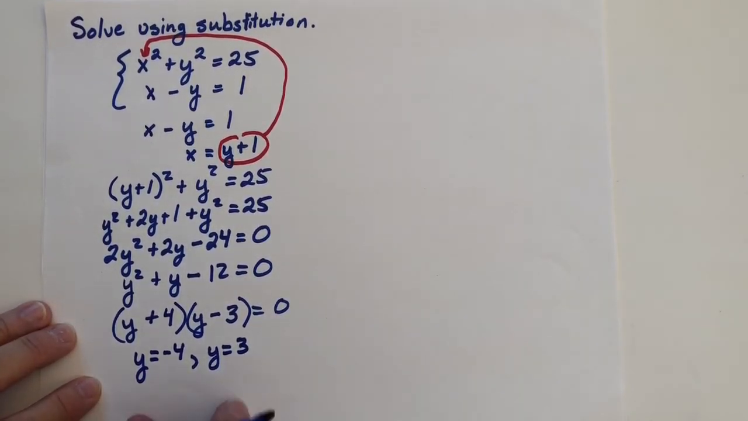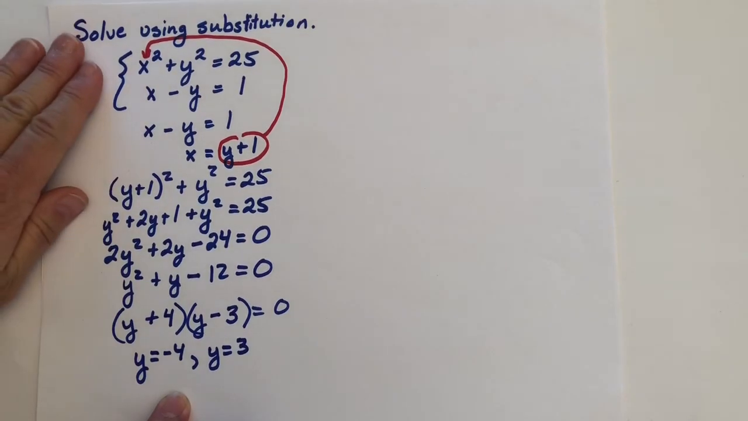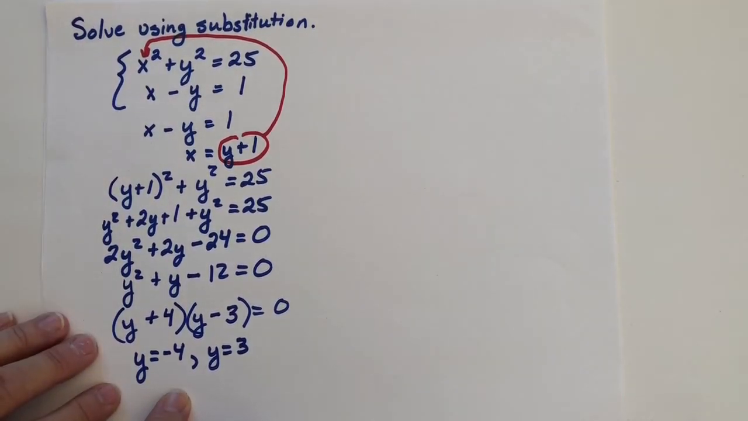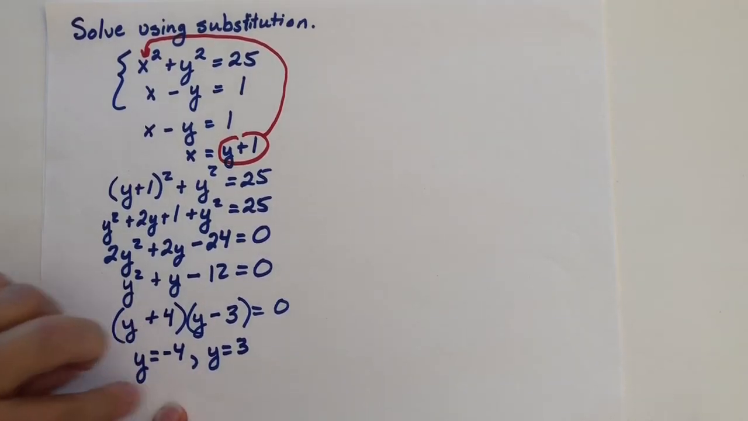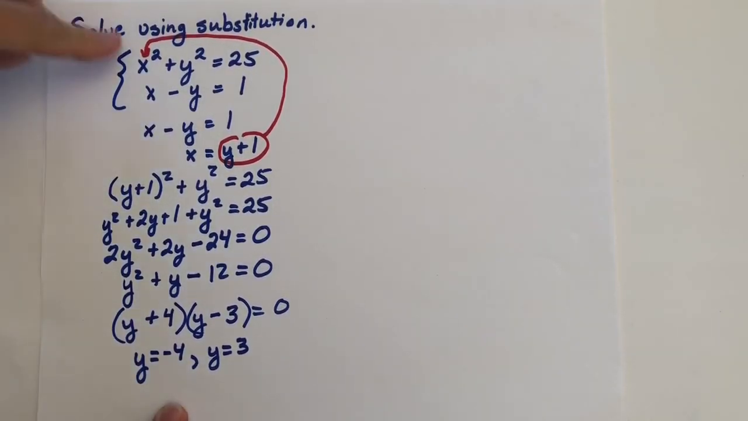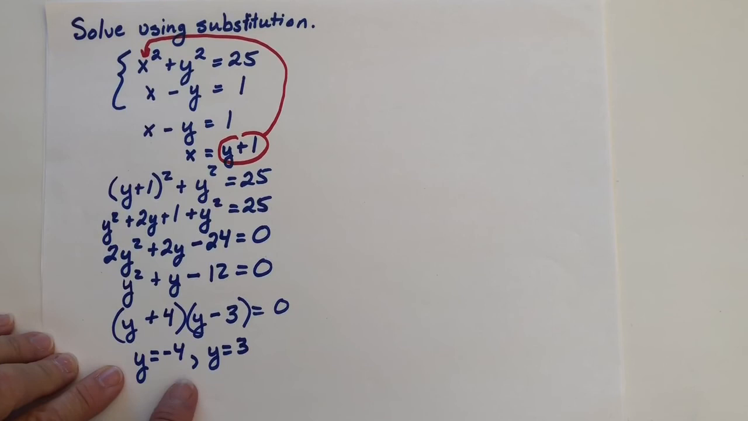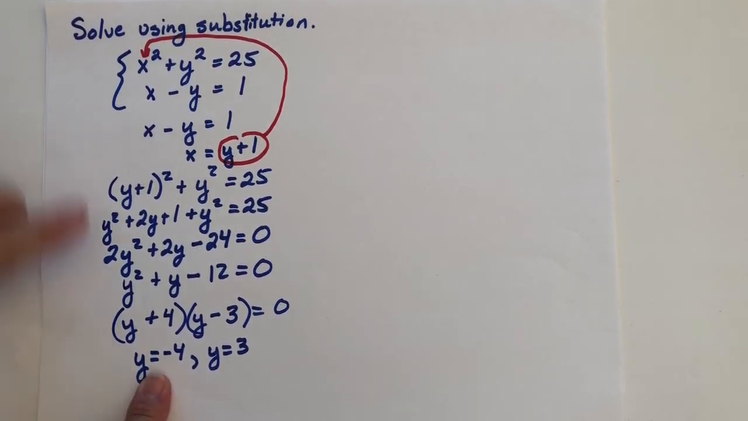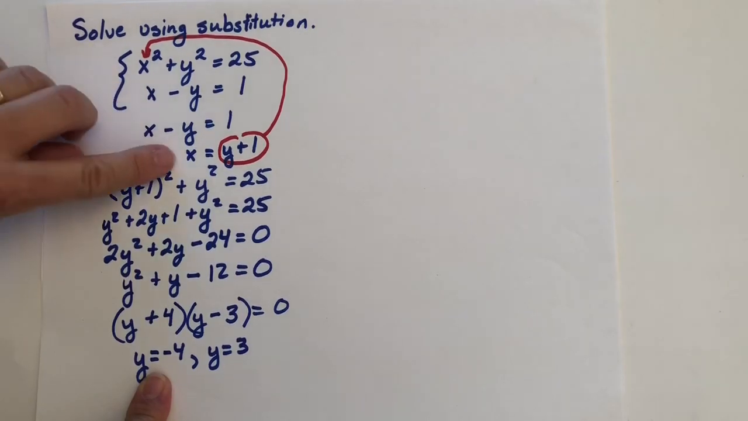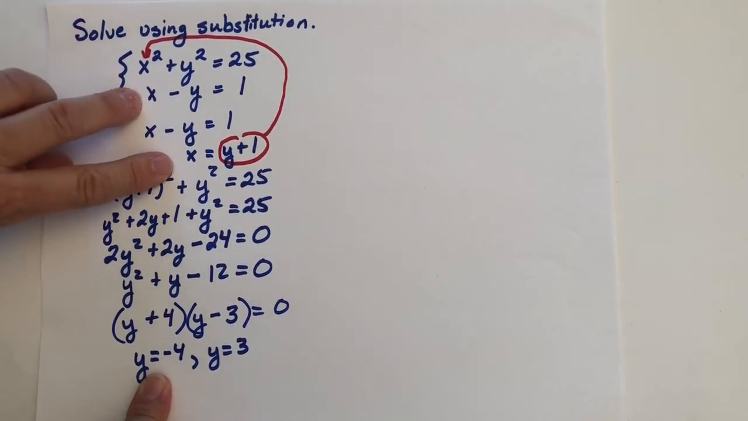Now my job is to find the x coordinates that go with them. And here's one way in which this is different from solving a system of linear equations. When you're solving linear equations, it doesn't matter what equation you substitute your value in to find the x coordinate. But here it does. And let me show you why in just a minute. I'm going to substitute negative 4 into the linear equation. In fact, I'm going to substitute it into this version of the linear equation.